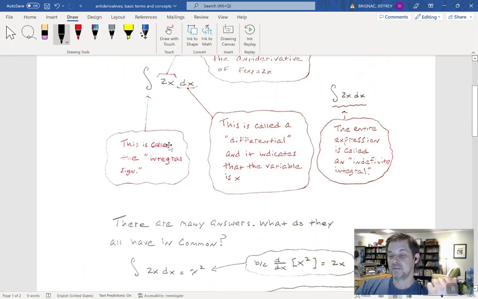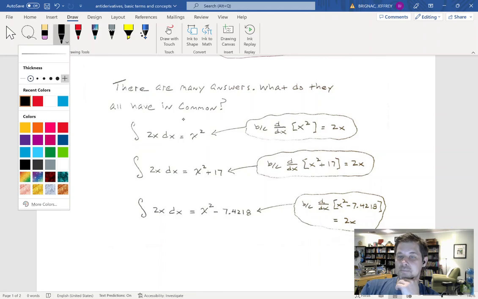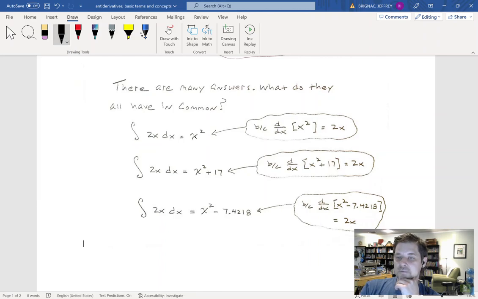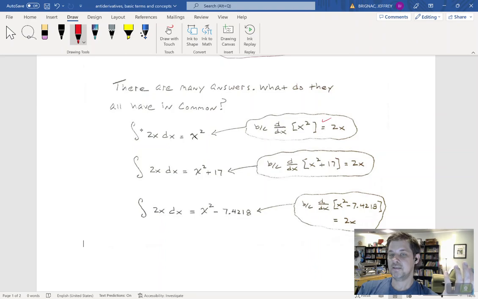All right. So let's explore some of the answers. Would this be an answer right here? Let me improve my handwriting. There we go. Would it be correct to say that the antiderivative of 2x is x squared? Would that be right? Okay, what would make that right? The derivative with respect to x of x squared is 2x. Yeah, so that would be correct, okay? That the antiderivative of 2x is x squared.